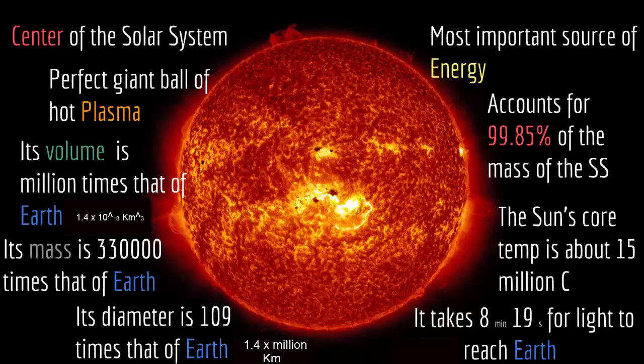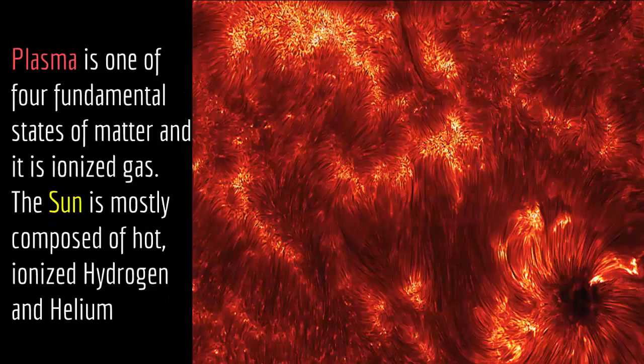It is 1 astronomical unit away from the Earth, which for light takes 8 minutes and 19 seconds to go from the surface of the sun to reach Earth, and it's a perfect giant ball of hot plasma. Okay, so what is plasma? Well, plasma is one of 4 fundamental states of matter, and it is ionized gas. The sun is mostly composed of hot ionized hydrogen and helium. So basically plasma is ionized gas.